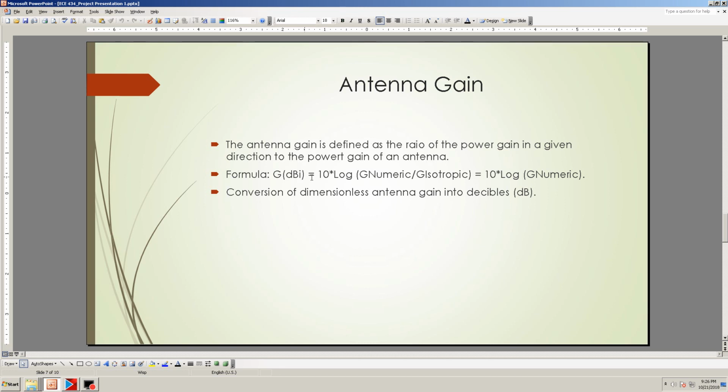However, this is the ratio, and we learn this going into our first midterm exam. I'm pretty sure you are familiar with this: the ratio of the numeric gain and isotropic gain becomes dimensionless, which is basically converting the dimensionless antenna gain into dB.